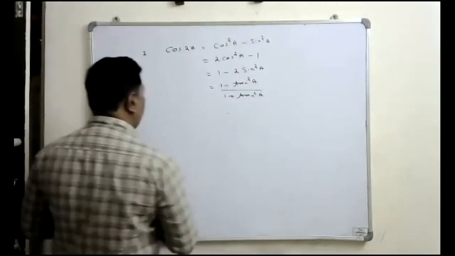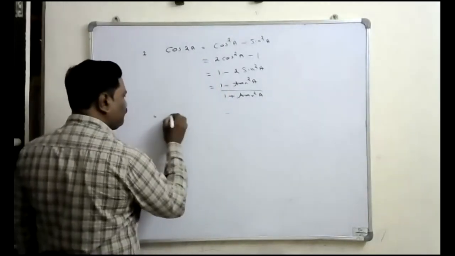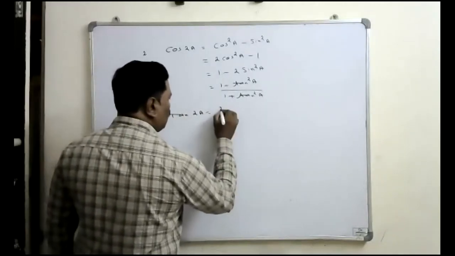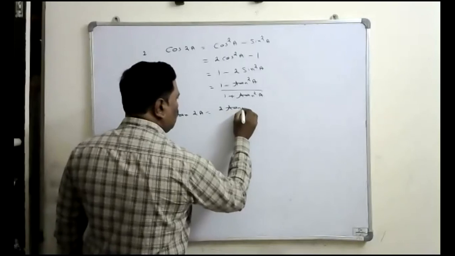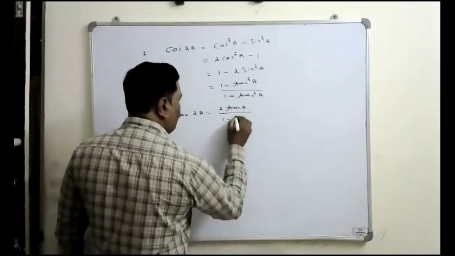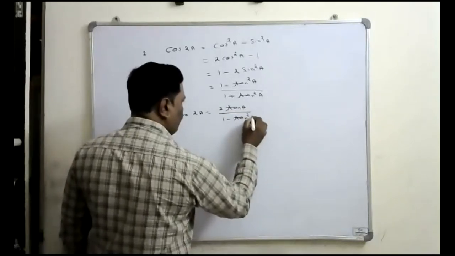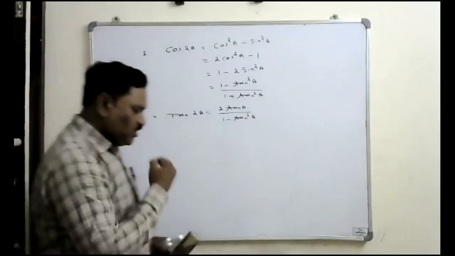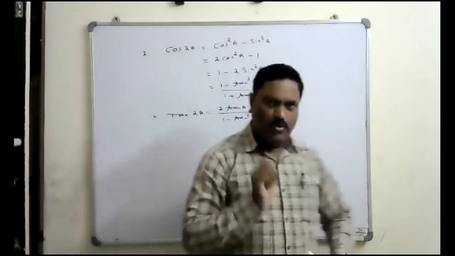Similarly, what is the formula for tan 2A? 2 tan A by 1 minus tan square A. So this is the formula for tan 2A. These are the formulas for angle 2A.